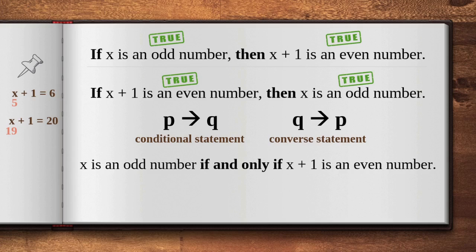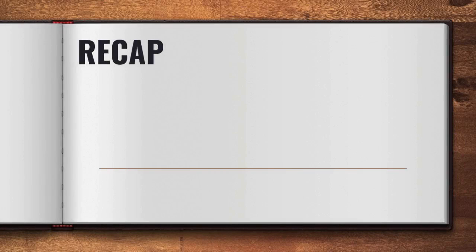Okay? So this is a new kind of statement. We call it the biconditional statement. A biconditional statement can only be formed if and only if both the conditional statement and its converse statement are true. Okay? Let's have a recap.